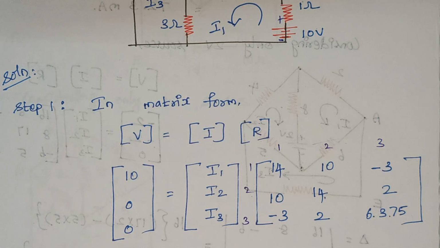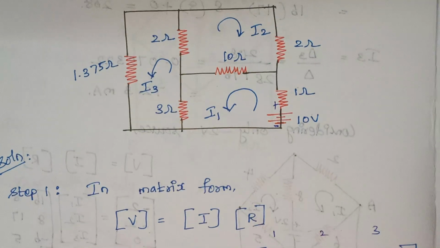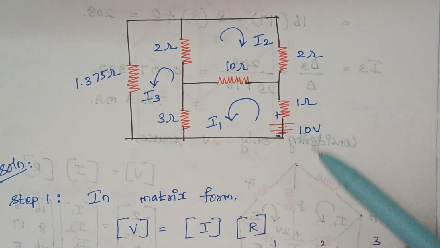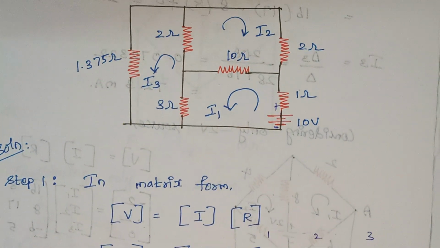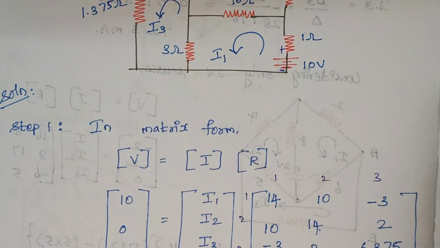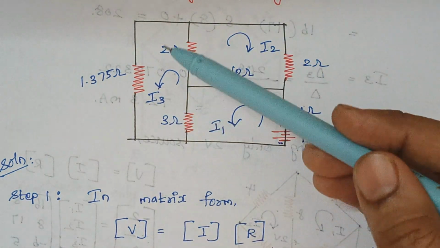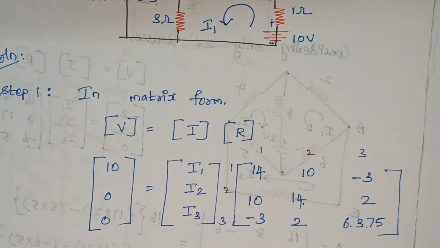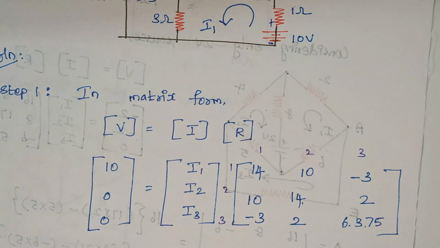The sum of resistances present in loop 1: 3 plus 10 plus 1 gives 14. This is what I have written here. Similarly, for loop 2, 2 plus 10 plus 2 is again 14. So here I have written 14. For loop 3, 3 plus 2 plus 1.375 gives 6.375. So we have filled our diagonal elements.